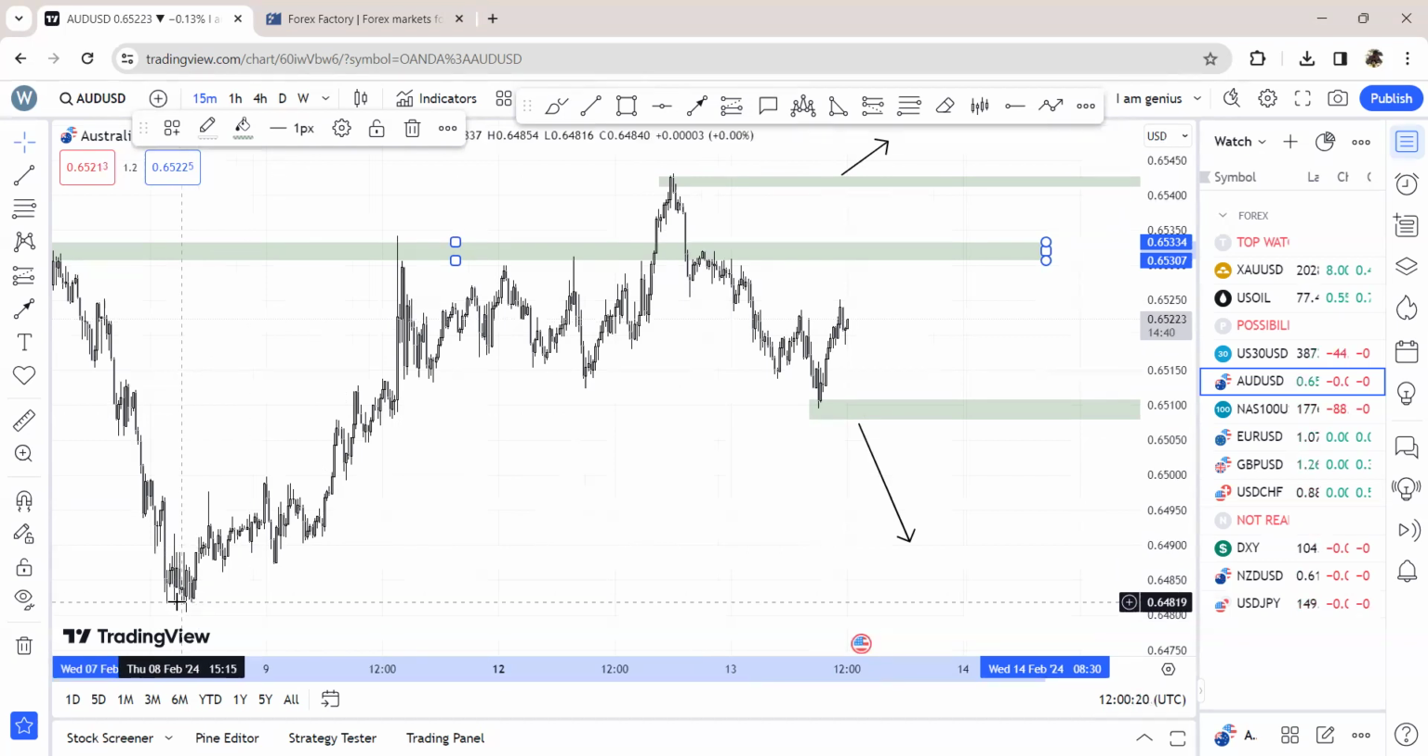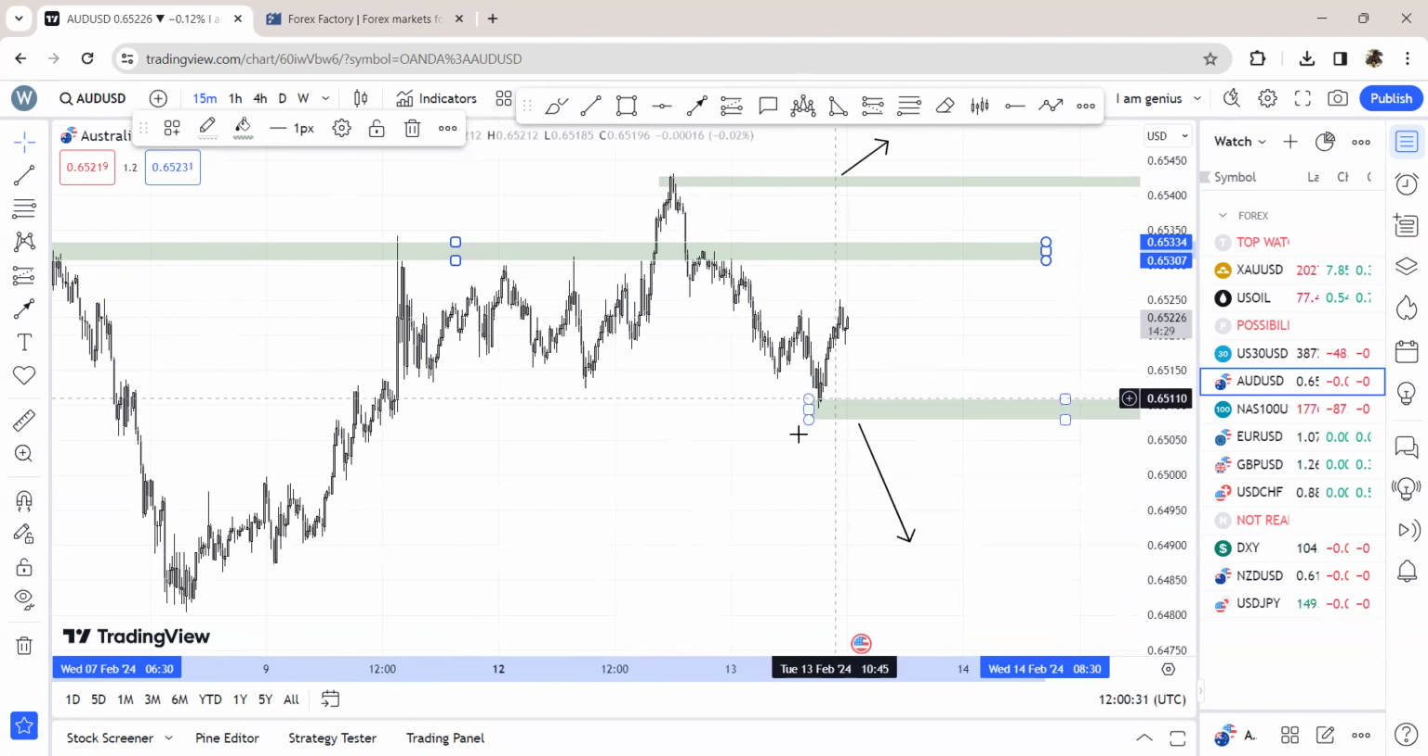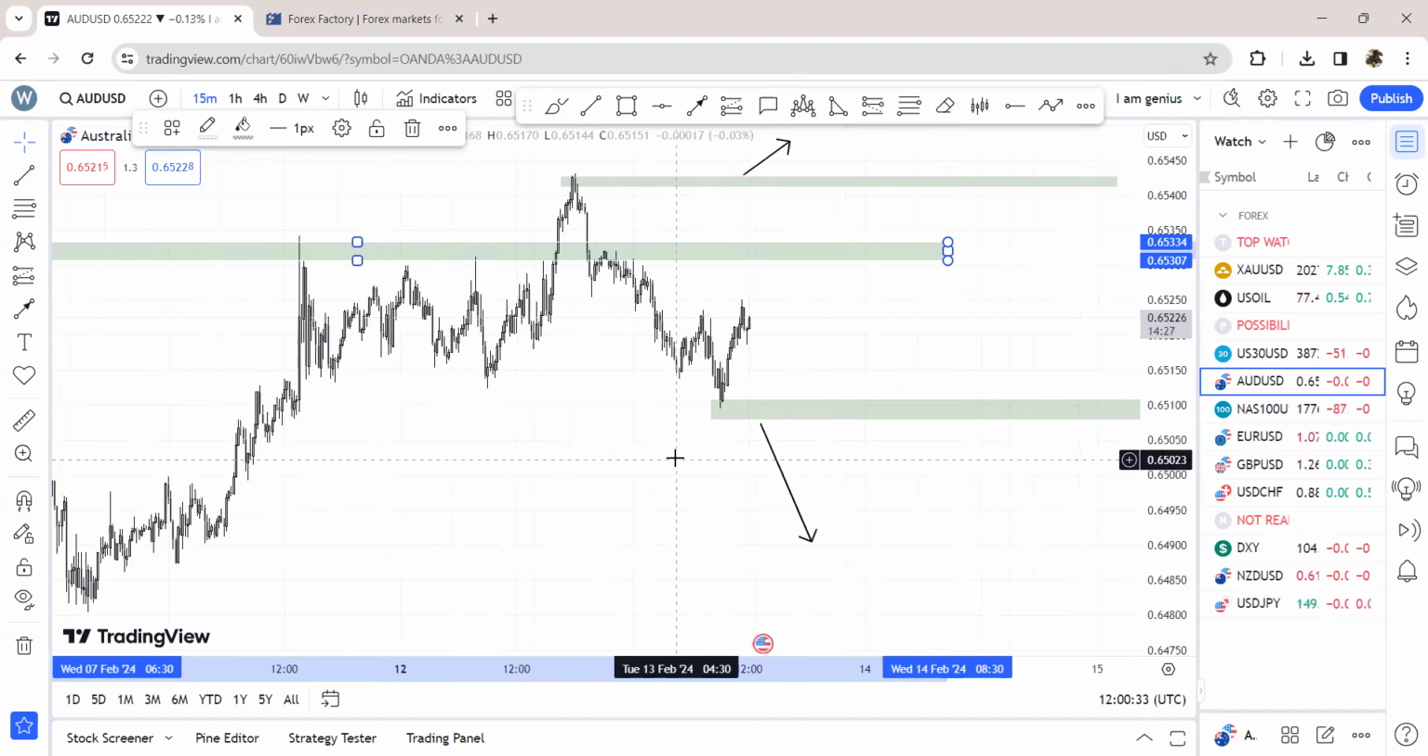You only come back to this once, let's say, the market comes back down here and breaks this level and starts going lower, that's when this will become relevant. Anyways, this is not about support and resistance. I'll talk about that in detail in the next video.